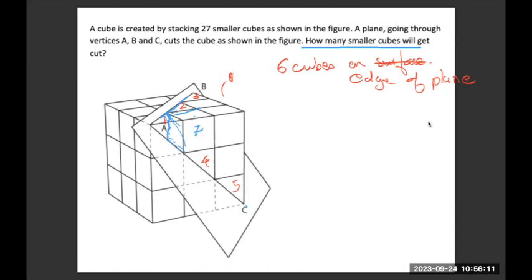Further, there will also be this cube here, which will have the same situation like we saw here. So that will be the 8th cube. Besides that, there was one more.